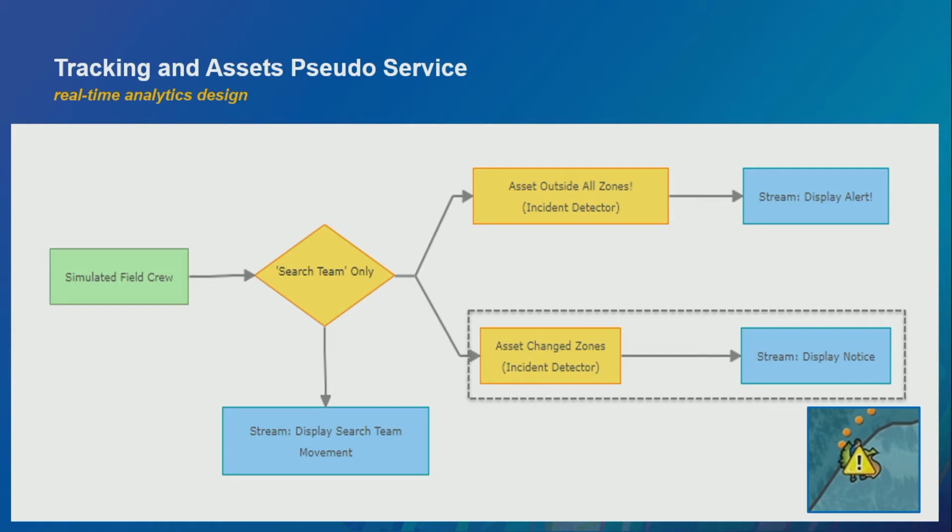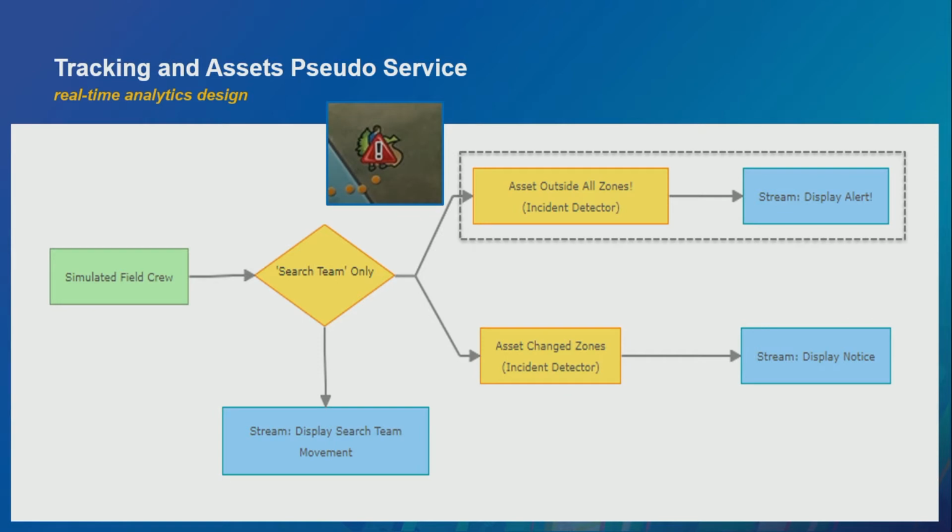Using the incident detector processor, we can detect when the asset or the field crew member changed zones. And then we can display that separately via its own stream service. This is how we're able to visualize those little yellow exclamation marks when they change zones. And then lastly, we have a separate incident detector to detect when they've left all the zones entirely. We might have a different type of notification on the back end to actuate against this. And this is how we're able to visualize these red exclamation marks showing a different type of real-time event.